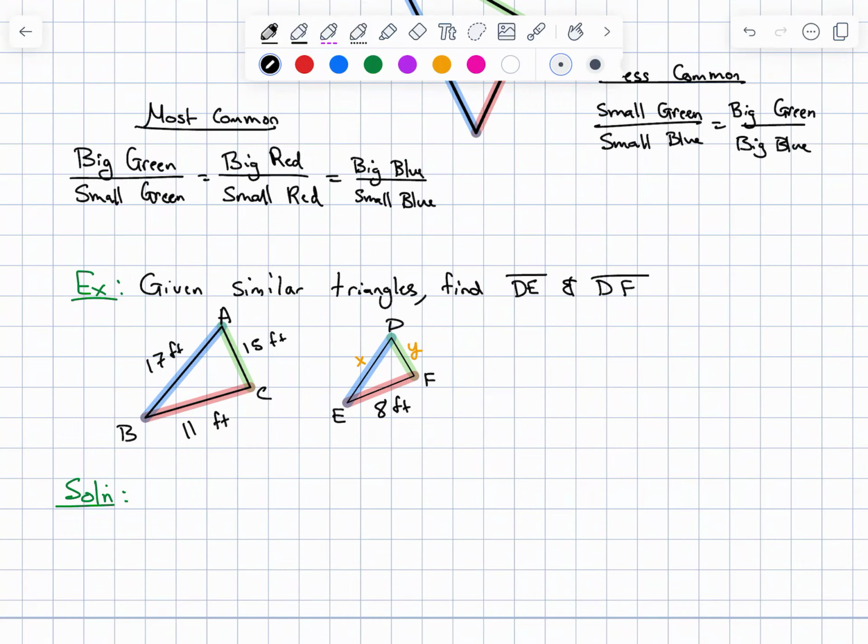So we can do small blue divided by big blue. But you could also do big blue divided by small blue. It's the same thing. As long as it's consistent, which if the numerator is small in the first one, the numerator should be small in the second one. And so on and so forth. So small blue over big blue is equal to, should I do small red over big red, or should I do small green over big green?